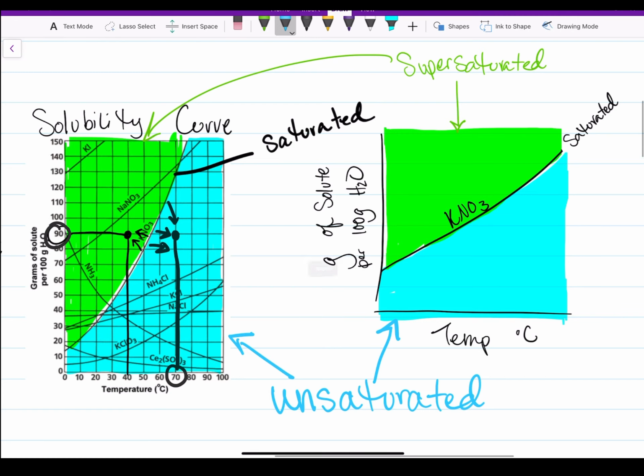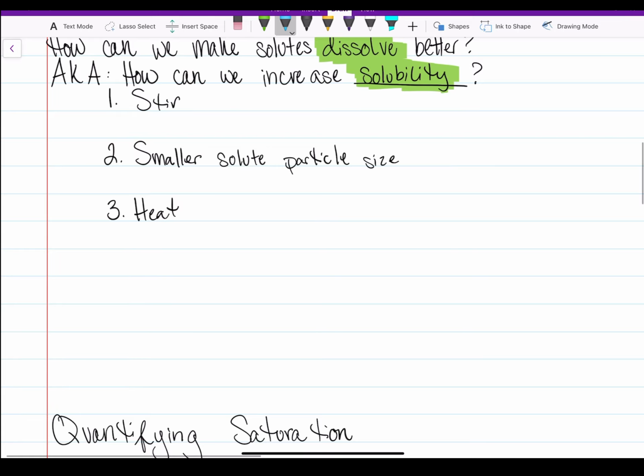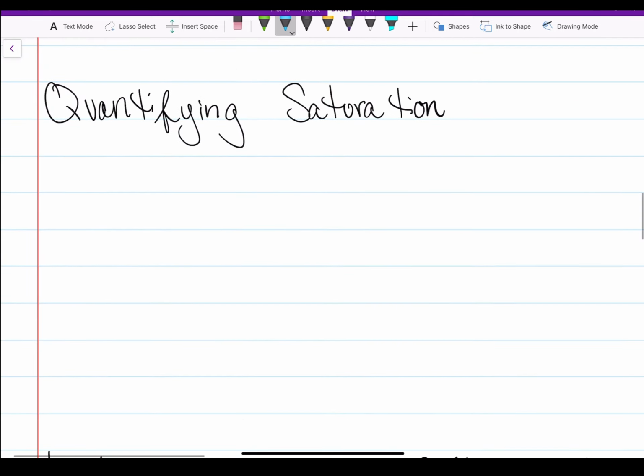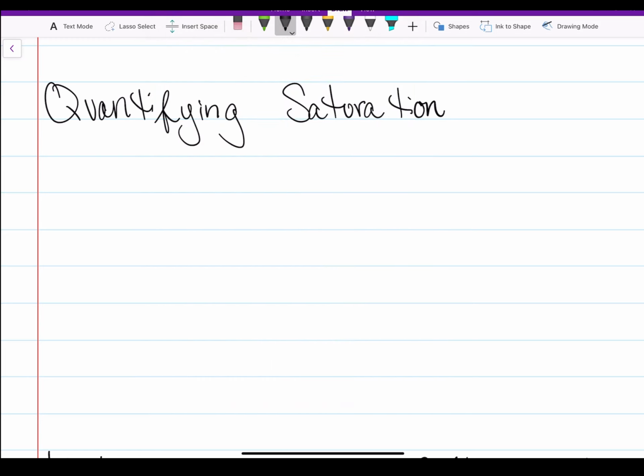All right, let's keep going with our conversation about saturation, and let's talk about how we can quantify saturation because, in science, we love to quantify everything. There are multiple ways to quantify saturation. Here's one, and it is called molarity. If you're thinking, wow, molarity really sounds like the word mole that we learned about last unit, you would be correct. Those things go together.